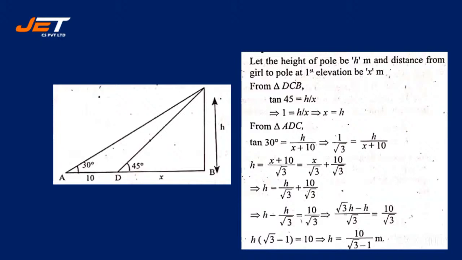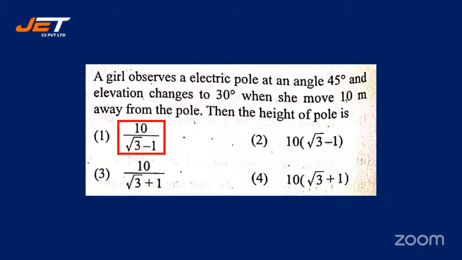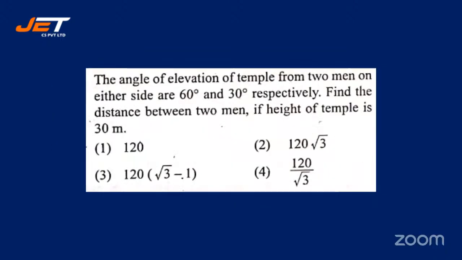So from triangle ADC, tan 30 is again opposite side by adjacent side. So what is opposite side h by adjacent side becomes x plus 10. So what is tan 30? It's 1 by root 3. So 1 by root 3 is nothing but h by x plus 10. So solving it, we get the value of h is 10 by root 3 minus 1. All right. So that is why your option 1 is correct. All right. Yes. See the next question.